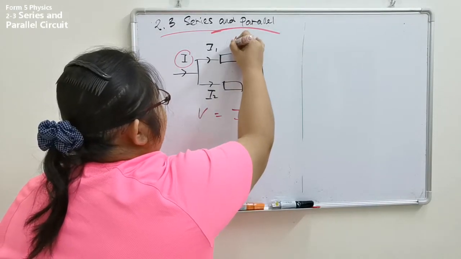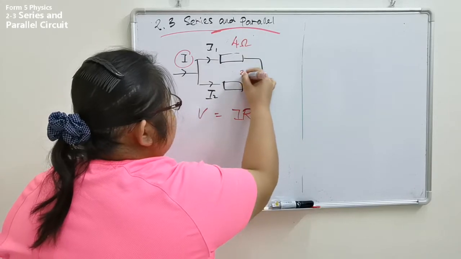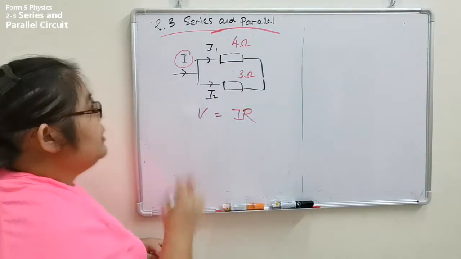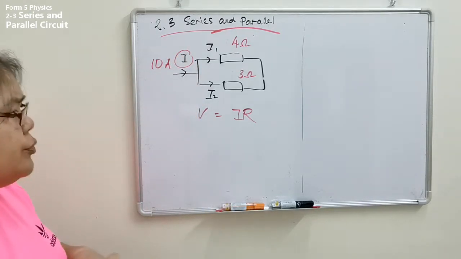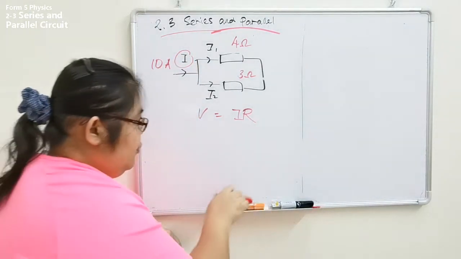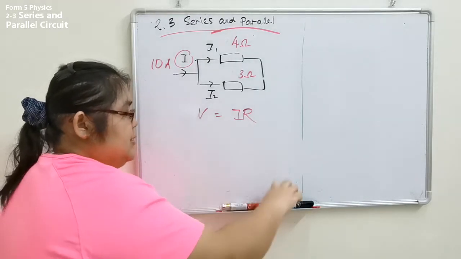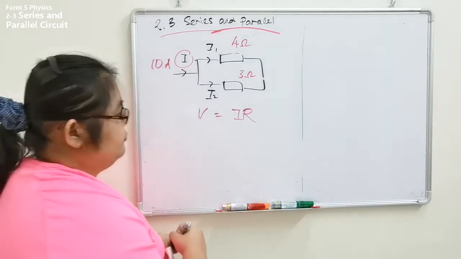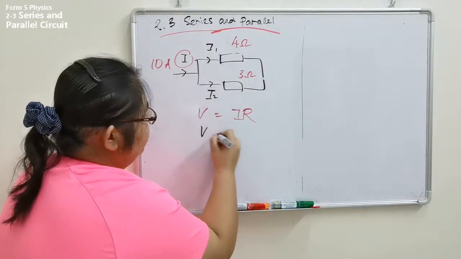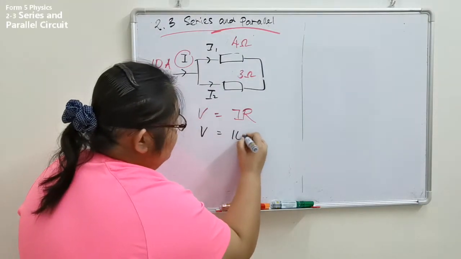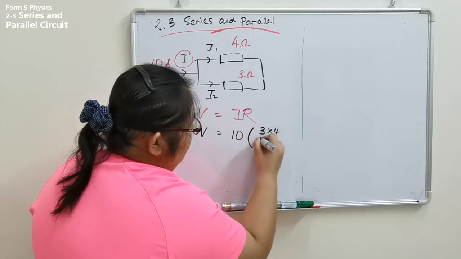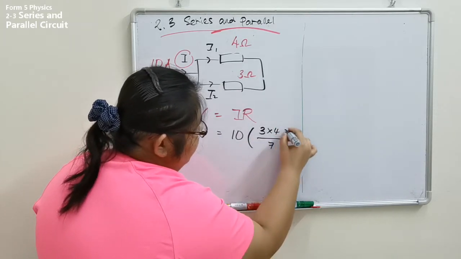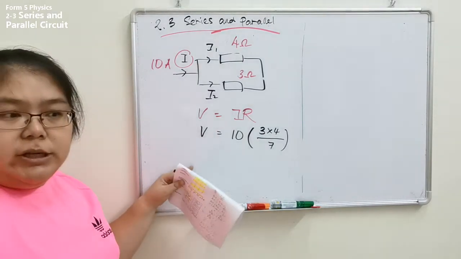This one is 4 ohm. This one is 3 ohm. Then I give you the current, which is 10 ampere. So how to do the calculation? Straight, we find out what is the R first. V we do not know, I is 10. Your R is 3 times 4 over 3 plus 4, which is 12 over 7. Then you find your voltage.